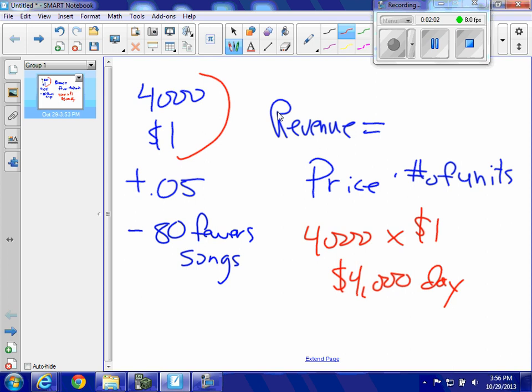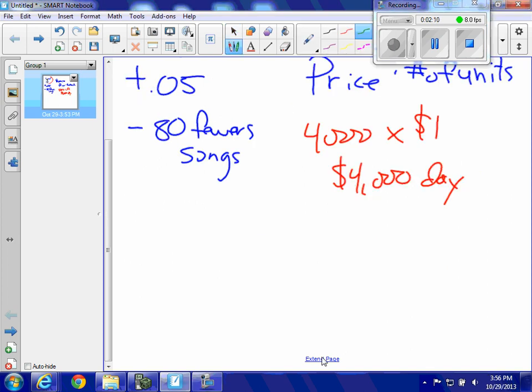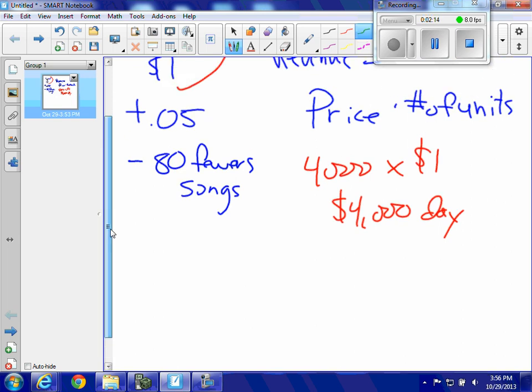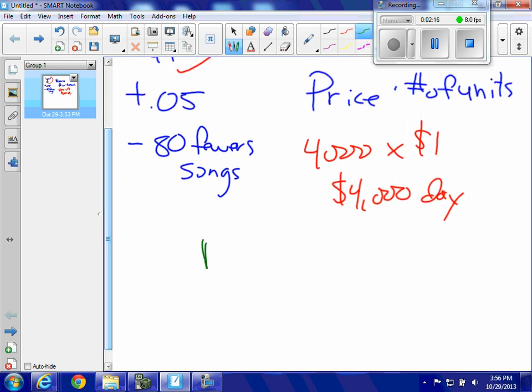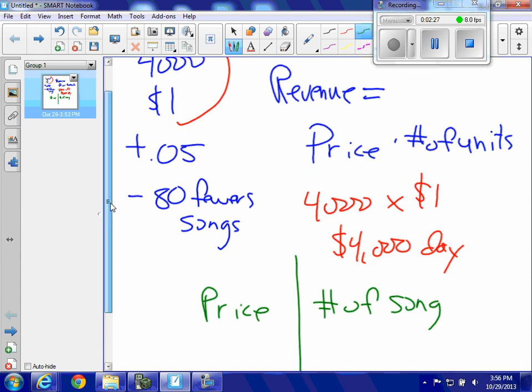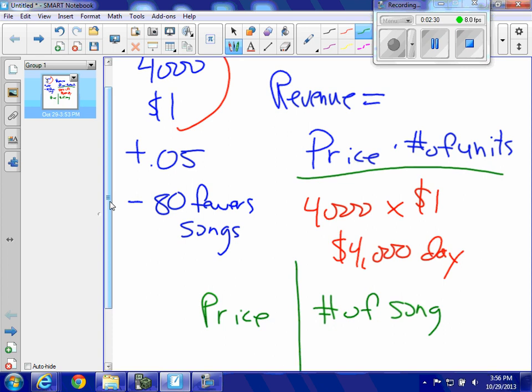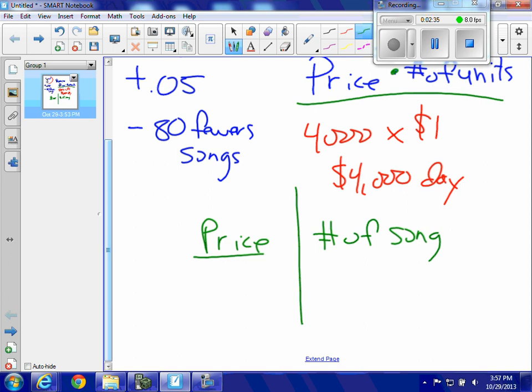I'm going to make some changes here, and I'm going to show you how to do it. Maybe it'll help if we make two columns. So we have the price and the number of songs. And we know that revenue is equal to price times the number of songs. So we know at a price of $1, I sell 4,000 songs.